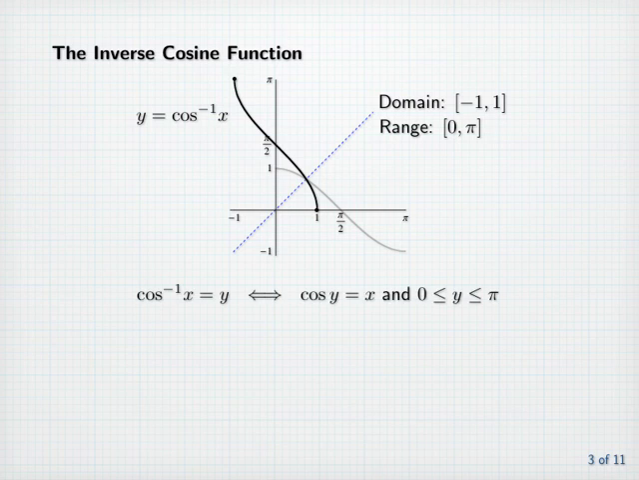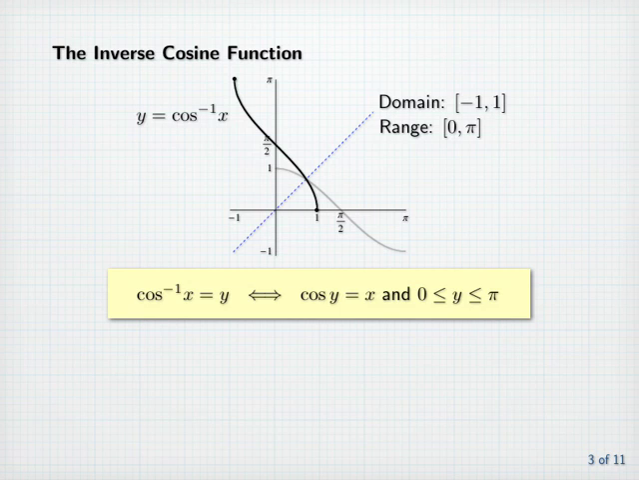The equation inverse cosine x equals y is equivalent to cosine y equals x, and y is between 0 and pi. In other words, inverse cosine of x is the number between 0 and pi whose cosine equals x.